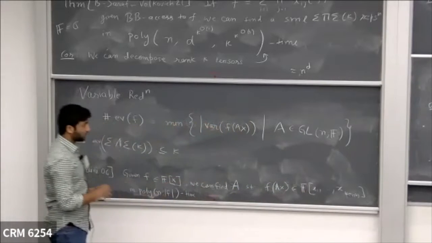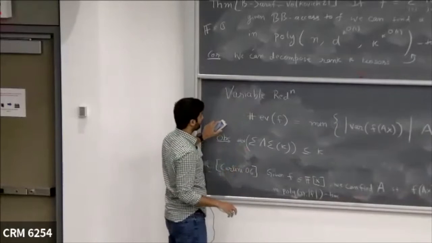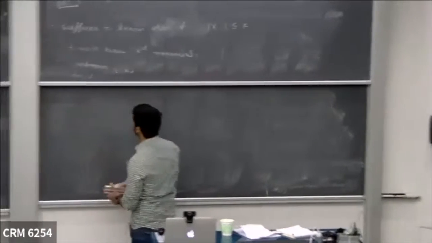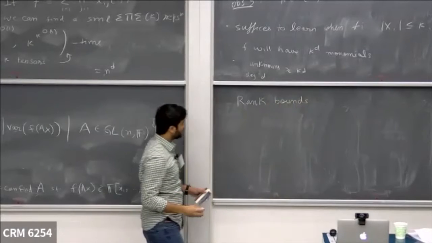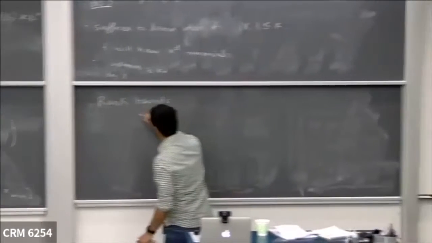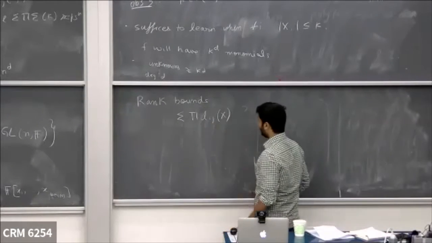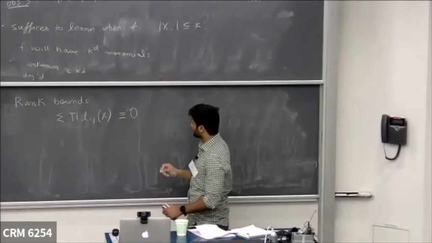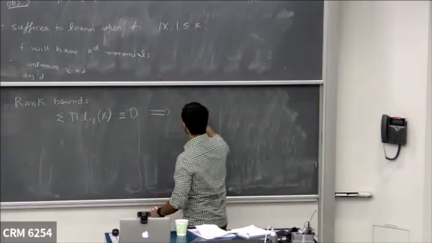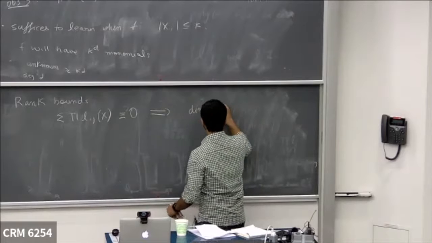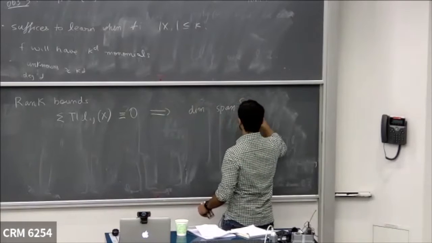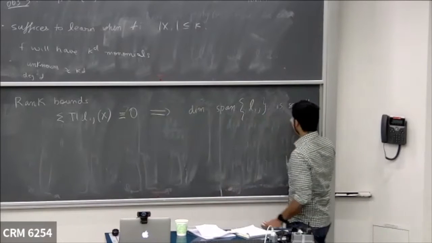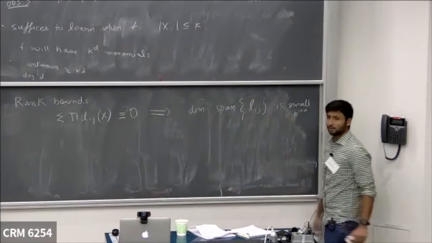So now moving on to high rank tensors, high dimension tensors. Before that, we have to quickly talk about something called rank bounds. This captures the notion that if I give you a depth-3 circuit, so sums of products of linear forms, and this computes an identically zero polynomial, then we have results which say that the dimension of the span of the L_ij's, that is the rank of the circuit, is small, let's say k to the 100. So we have results of this flavor.